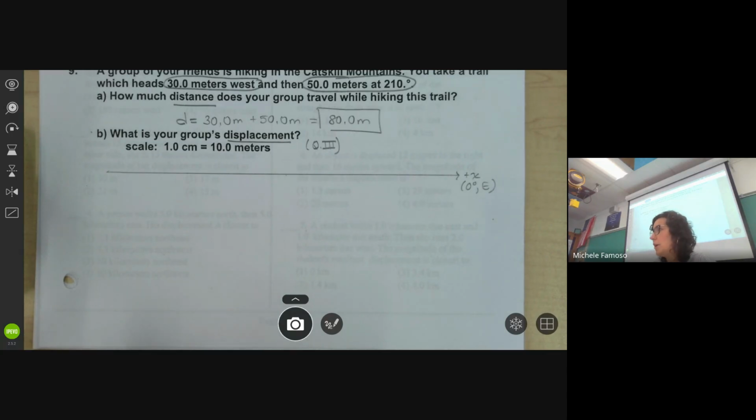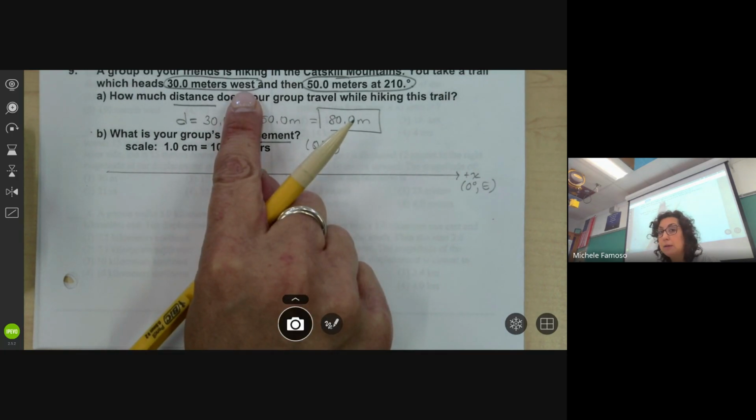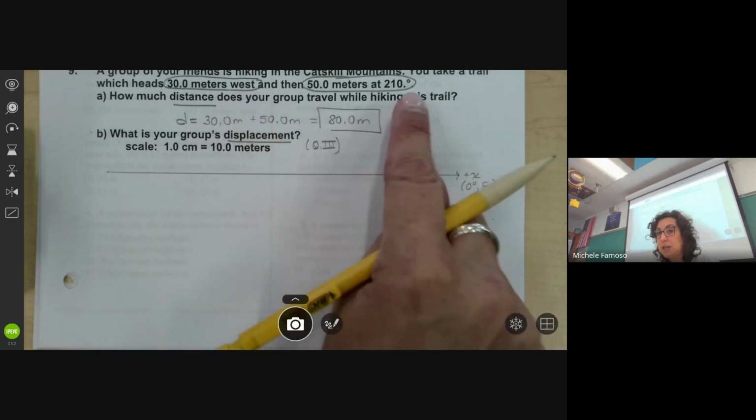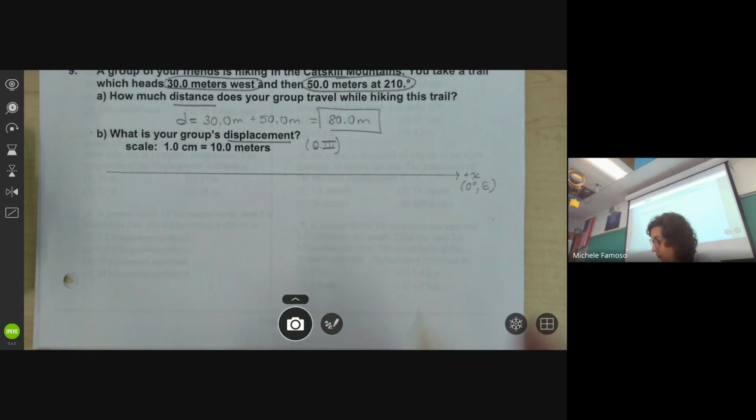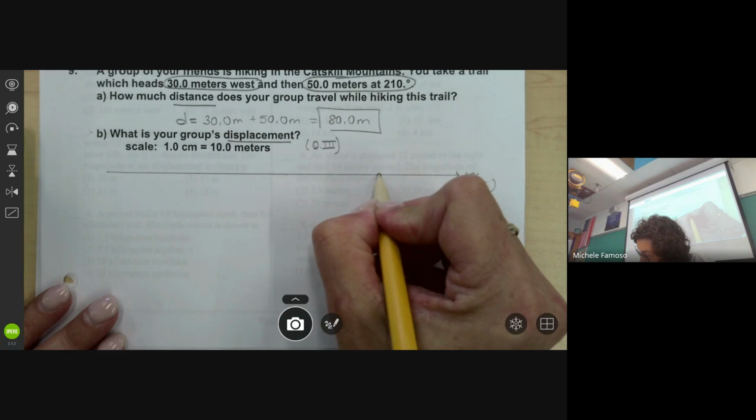Now we have to think, where should I put the origin? On this line, where should we put it? Think about it. We're going to go west, which is which way? West is left, and then 210 is down and left. So where should I put it? On the right side, yeah.